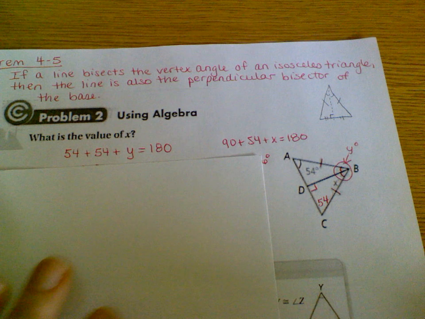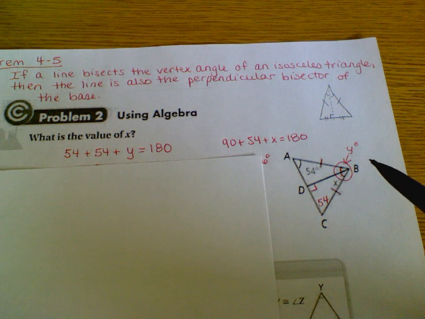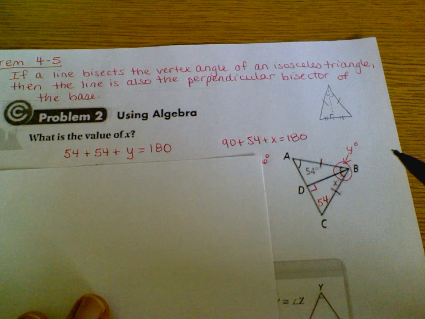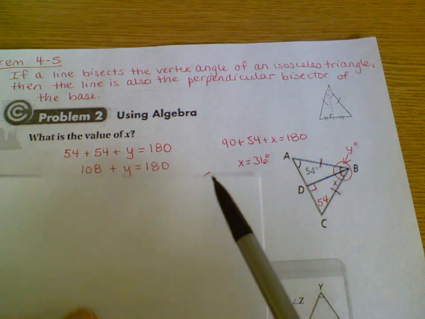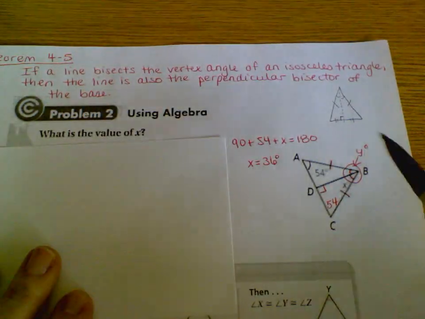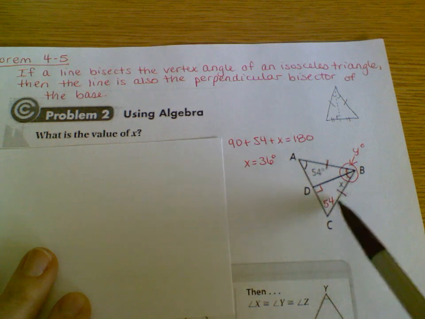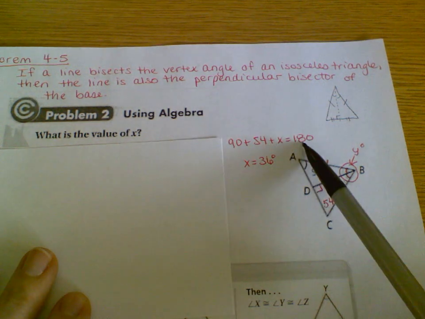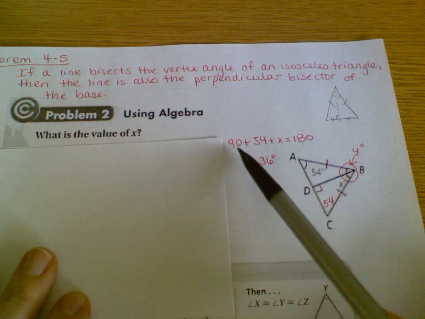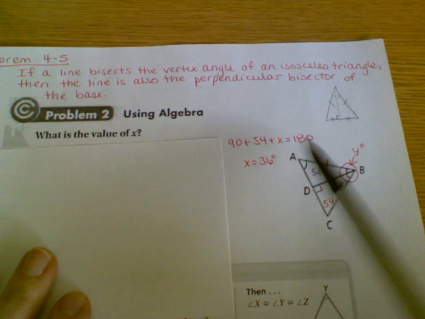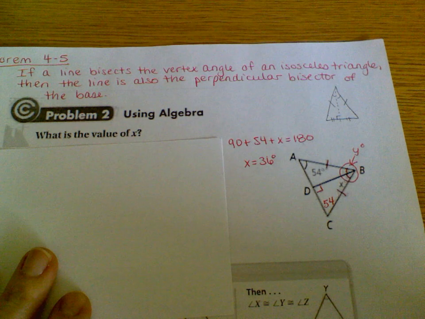So I could find the letter x by setting up an equation if you wanted to. Oh, sorry, I got confused. I end up showing you how to find x and y, but I was just showing x here. You would add 90 plus 54 plus x and then set it equal to 180, and then combine your like terms and subtract it from 180 to get 36.